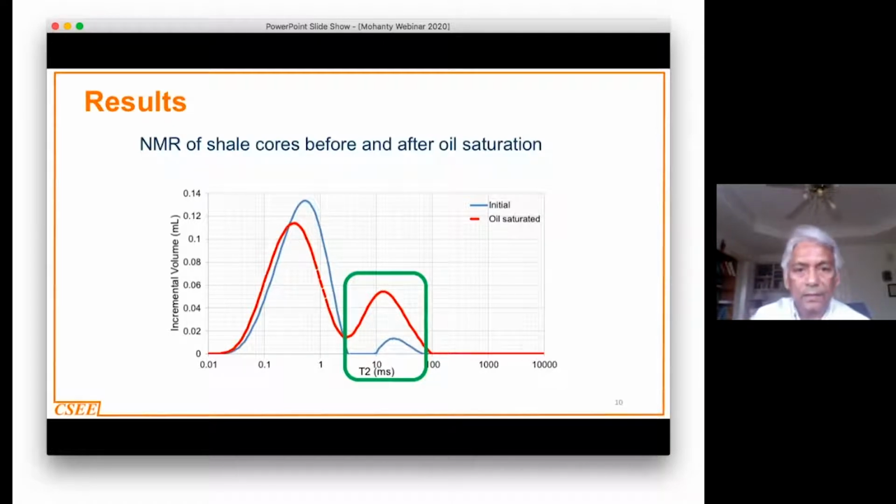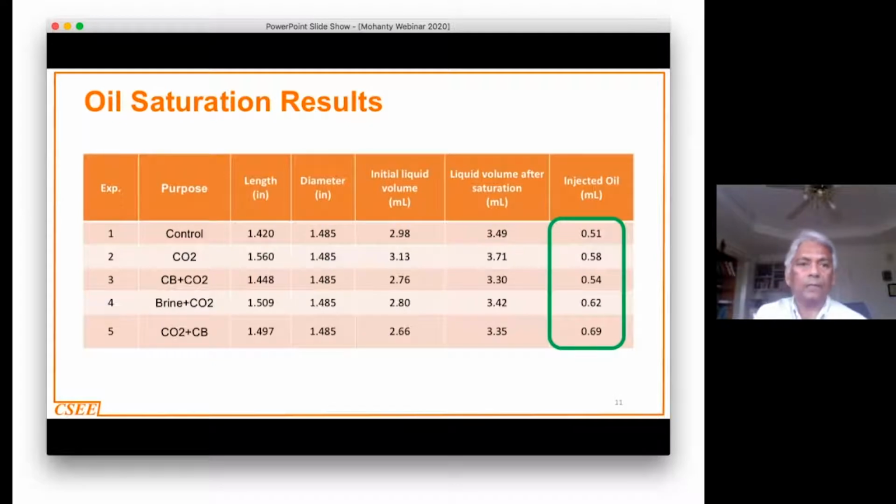With this initial state before Huff-n-Puff, we do the Huff-n-Puff experiments. We have done many experiments, but I'm going to show you 5 experiments. The first one is a control experiment where we don't use CO2 or any chemical blend. We just heat it up and bring it down, and see if there are any changes.